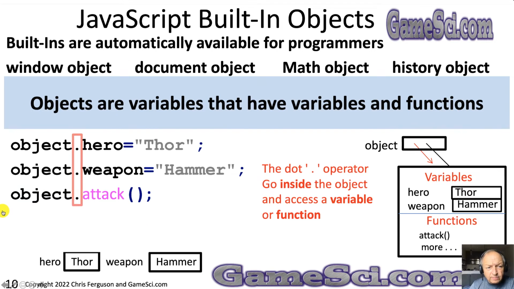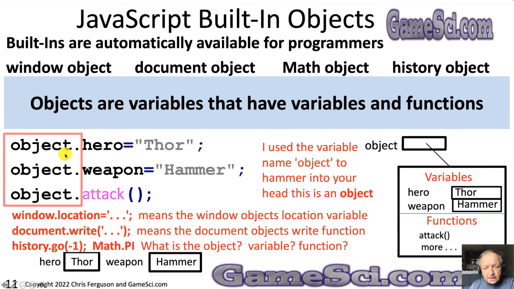Get to know the dot operator. It's important to spot what this means when you see it. The dot operator says go inside the object and access a variable or function. Which is which? Depends on the parentheses. Here the dot operator accesses a variable. Down here the dot operator is accessing the attack function inside the object variable. Object dot. I use the variable name object to hammer into your head this is an object. Pun intended. This is an object.